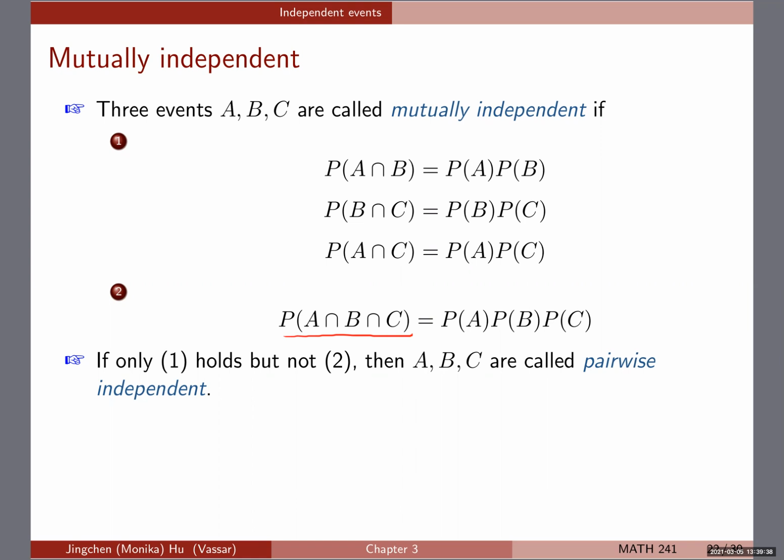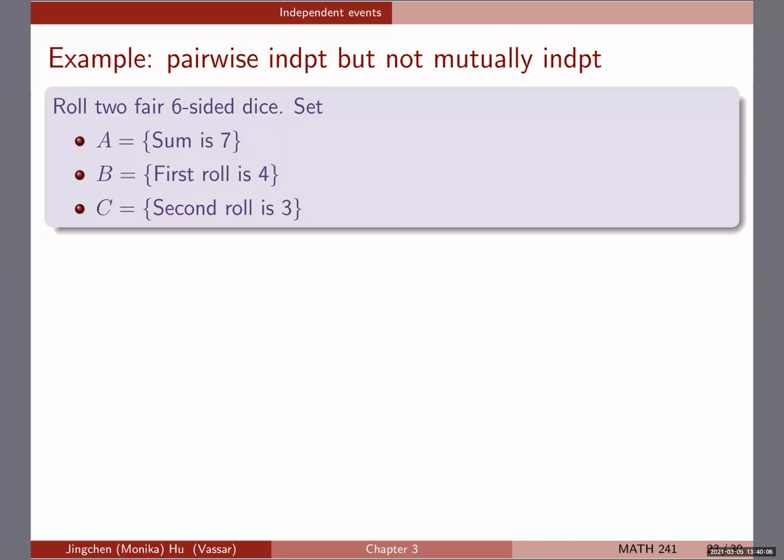Okay, so you can also understand that if three events are mutually independent, then they must be pairwise independent. However, if A, B, C are pairwise independent, it's not necessary that they are mutually independent. So you can think of pairwise as a subset, if we use that kind of notation, of mutually independent. All right, let's give you an example of events that could be pairwise independent, but not necessarily mutually independent.